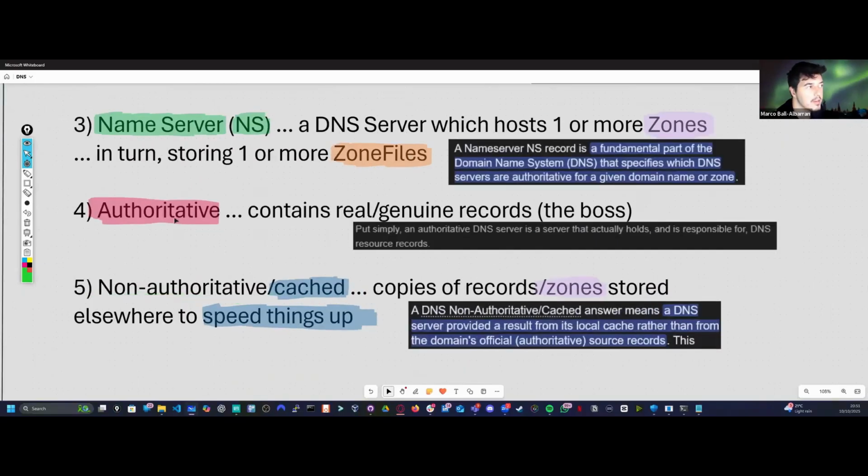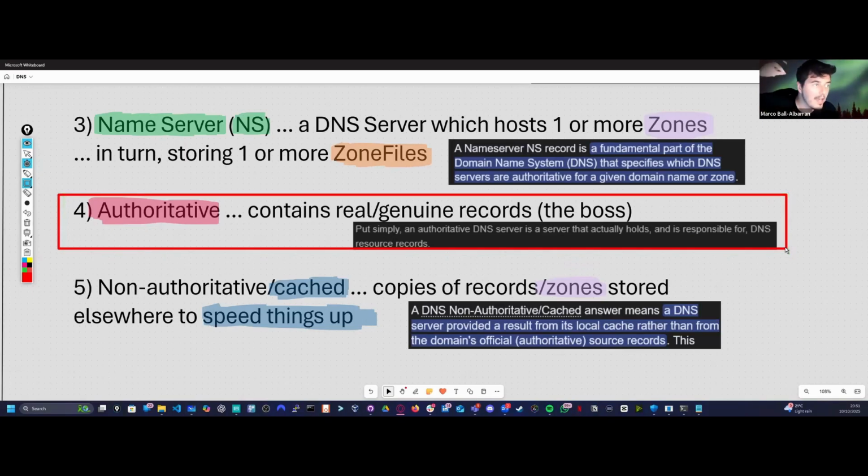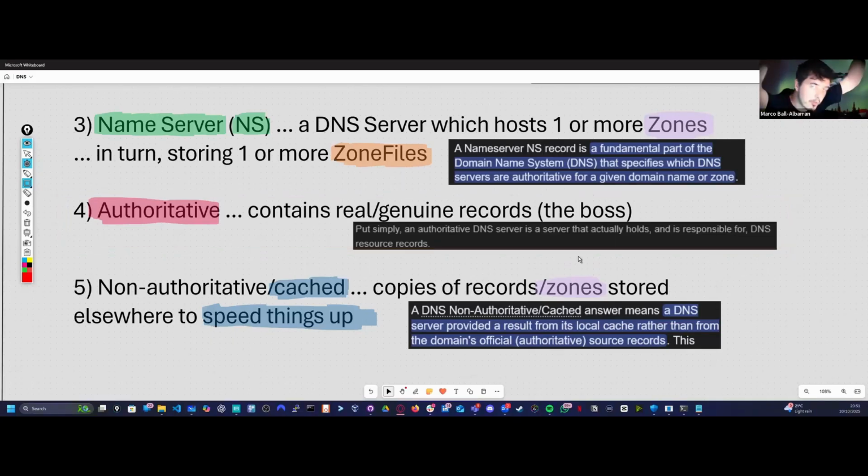All right. Now, next we have this term, not a concept so much as a label that we give, called authoritative. And authoritative just means that for a given domain, this is the real deal. Okay, this is the real, the original, the genuine, to put it another way, the boss. It's the authority for this particular domain. It's responsible for that case. So some authority has to come from somewhere, and that's what we imbue as being authoritative.